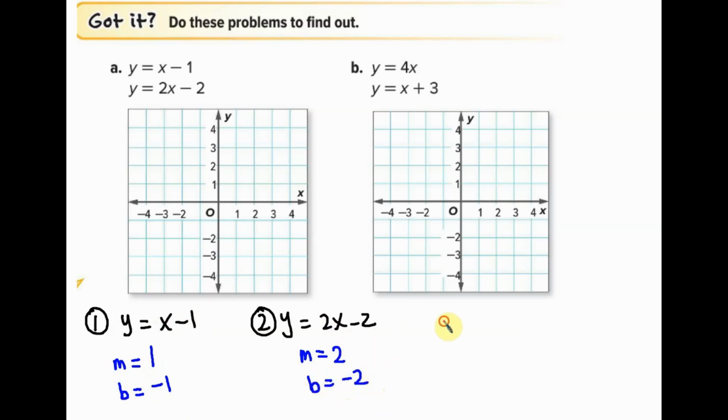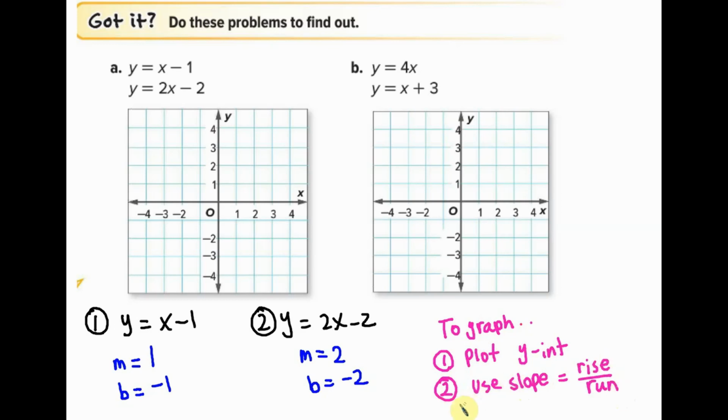To graph, you are going to begin by plotting the y-intercept. Number 2, use slope is equal to rise over run. And then find the answer of x, y, where they're intersecting. In here, the first one, since your y-intercept is negative 1, it goes on here. And since slope is 1, if I use this as rise over run, this will be 1 over 1.